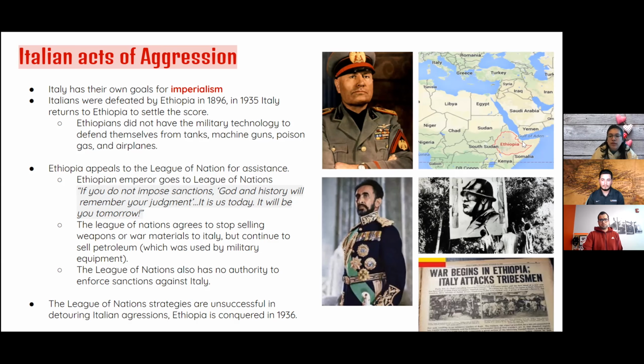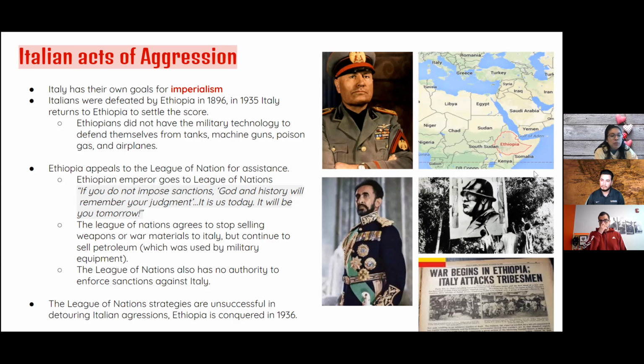They had a war, they lost, they come back, and they want to settle the score again. So what happens when Italy returns to Ethiopia? Unfortunately, Ethiopians did not have the military technology to defend themselves from tanks, machine guns, and poison gas in airplanes that Italy brought to this new conflict in 1935.